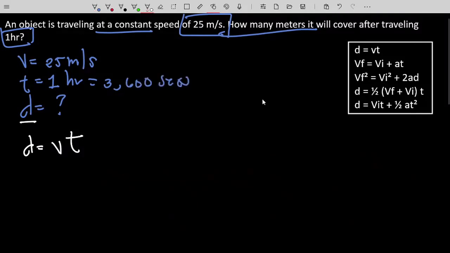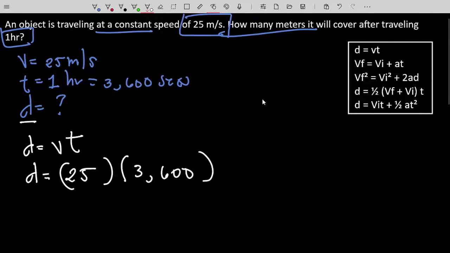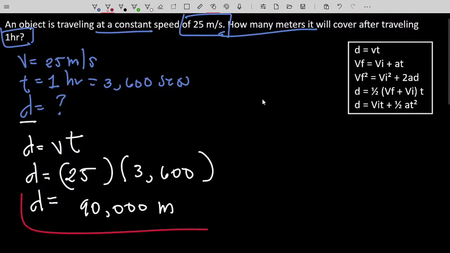Now we can now rewrite the given values. Now we know that displacement is what we are trying to look for, and your velocity is actually equal to 25 multiplied by your time, and we know that our time is 3600. Now your displacement is actually equal to 25 multiplied by 3,600, then you should have the value of 90,000 meters. So this should be our final answer.